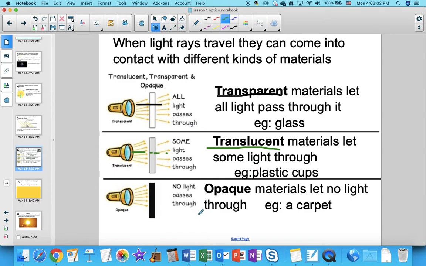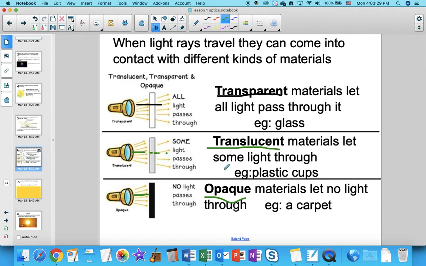When no light is allowed to pass through, so light will hit and then stop, we refer to materials that don't let any light through as opaque. For example, a carpet, your body, a wall. These are things that block all the light from coming through, and so we say that they are opaque. These are key terms you need to know, hence why they're bolded. So I recommend you know what transparent, translucent, and opaque mean.